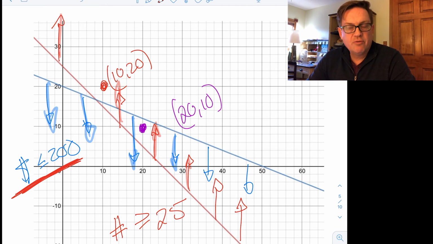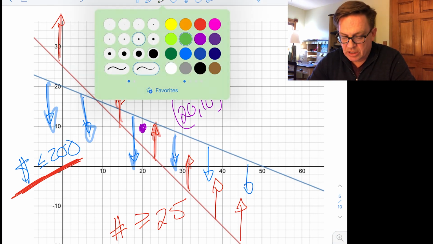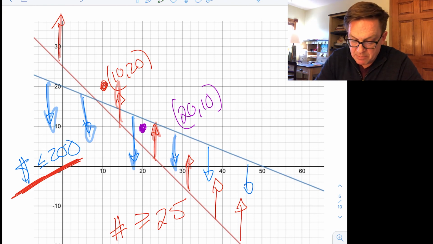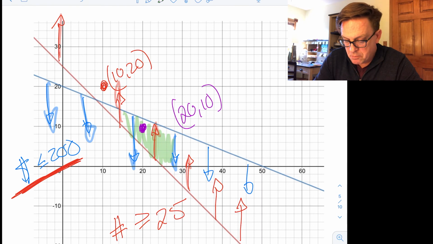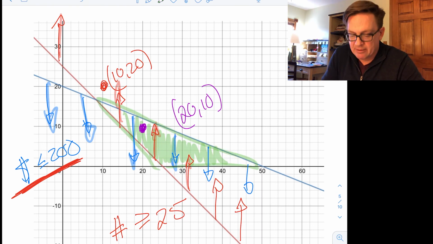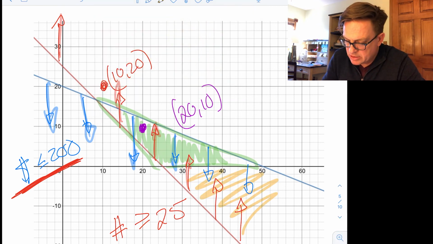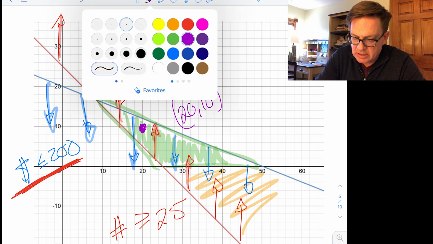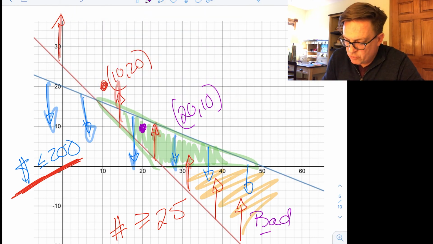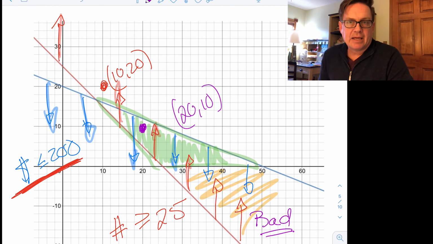So what are the good values? Can you graph all the solutions? I'll do that in green. It's going to be below the blue, above the red. But it's got to also be positive. Down here is bad, because in real life, she can't have negative 5 of the large photos. That doesn't work. So the real solutions are only that green triangle.